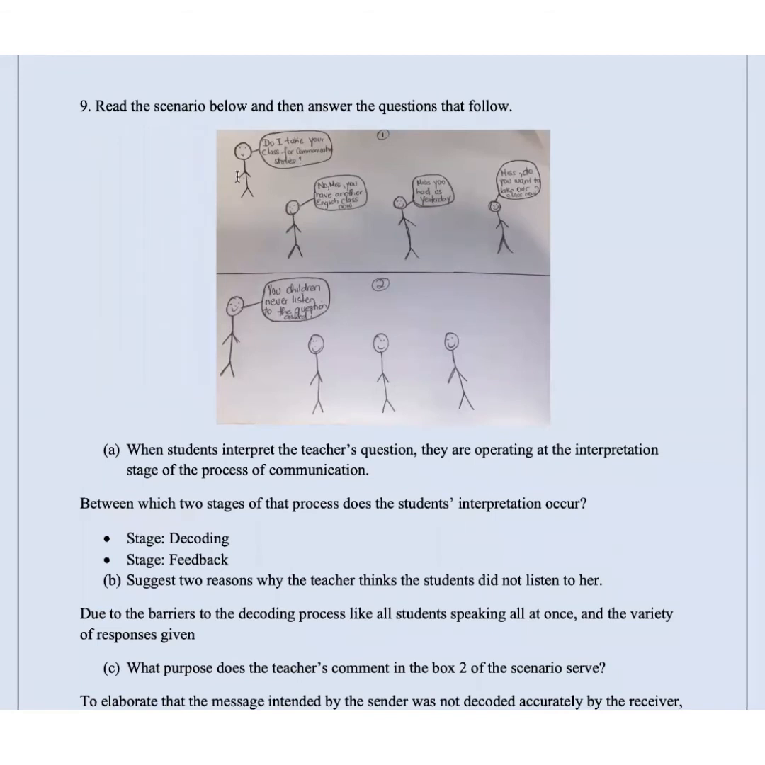And then all 3 students are replying at once. So the first student says, "No, miss, you have another English class now." And the second student says, "Miss, you had us yesterday." And then the last student said, "Miss, do you want to take our class now?" So all 3 of them replied. And then the teacher said, "You children never listen to the question asked."